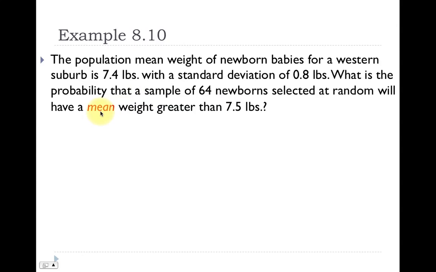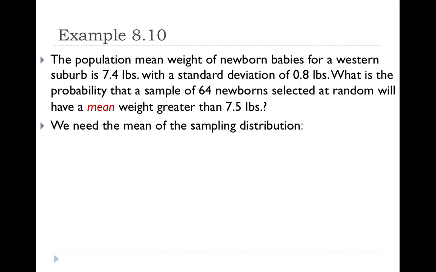The reason that you can see that this is a sampling distribution question and not a simple probability question from Chapter 7 is because it's referring to a sample size, 64, and it's asking about the probability of a mean, not the probability of a single value. A Chapter 7 question could say, what's the probability that a newborn selected at random weighs greater than 7.5 pounds? The reason why it's different here is because we're referring to a sample and the sample mean.